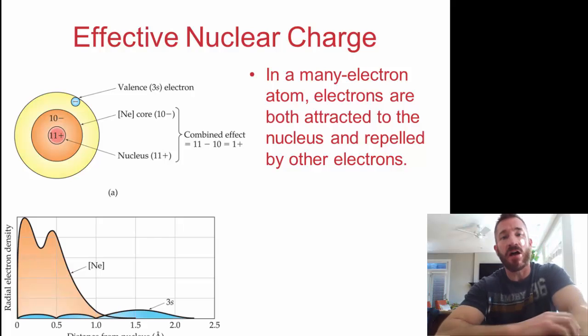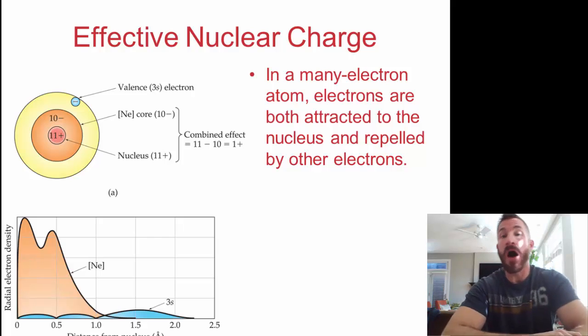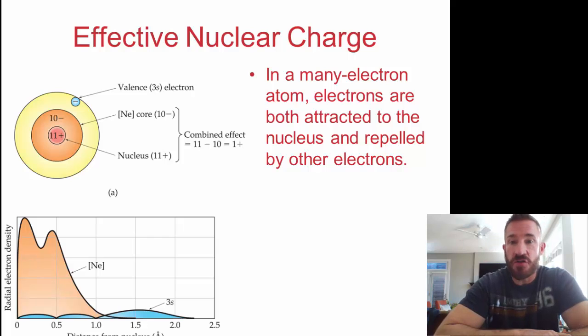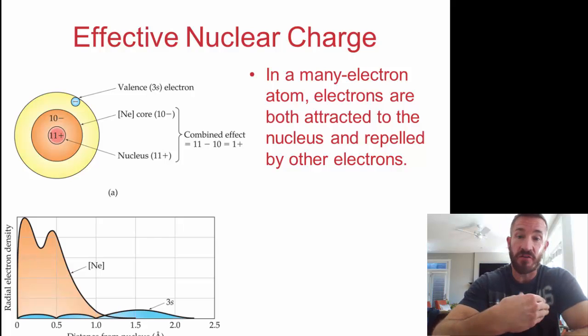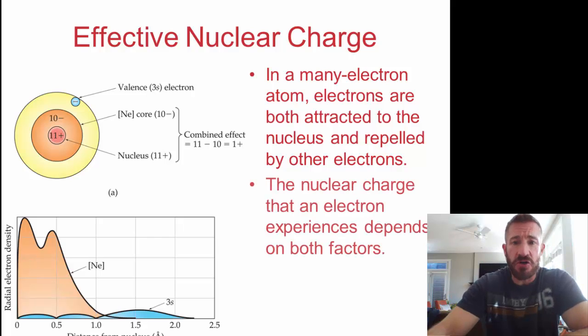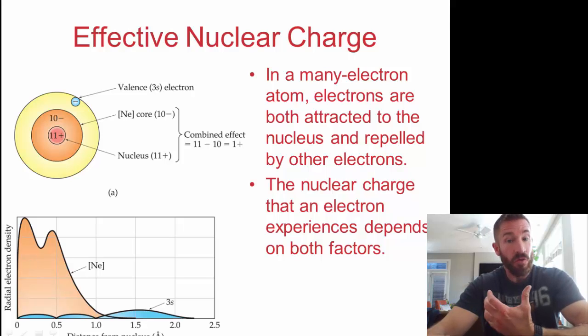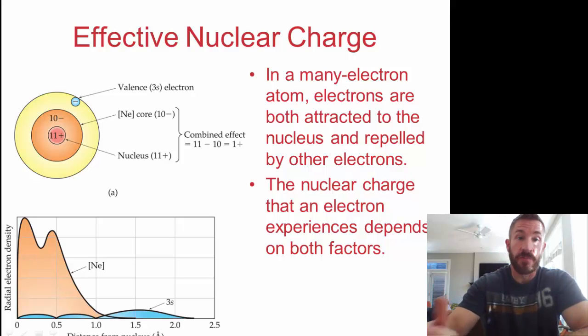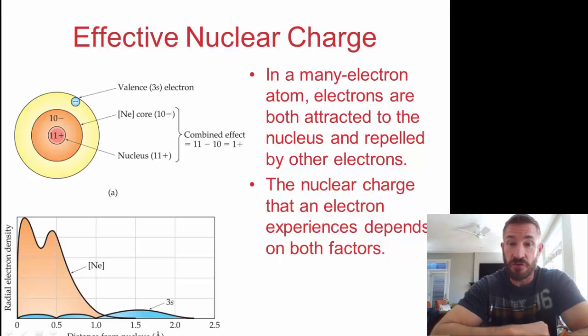charge. In many electron atoms, another word for that is polyelectronic, electrons are both attracted to the nucleus and repelled by other electrons. So the nuclear charge the electron experiences, or the pull, depends on both factors. The positive charge from the nucleus and those shielding electrons that are between the nucleus and that atom.